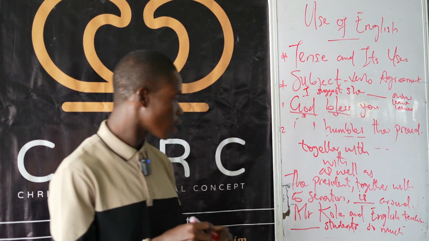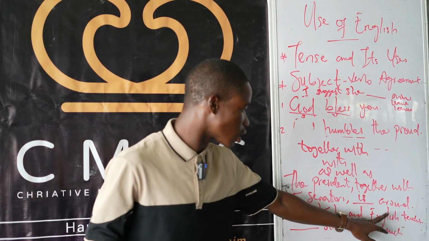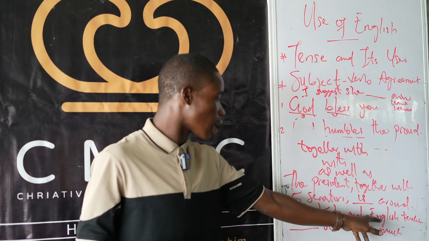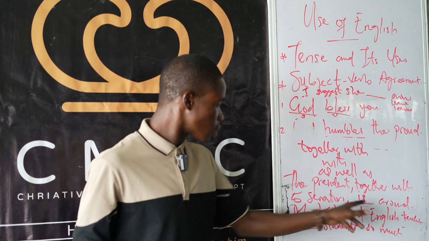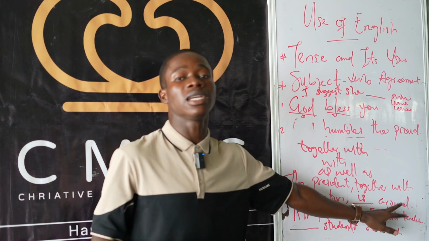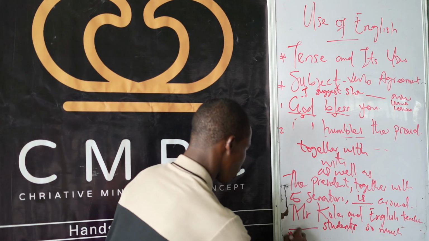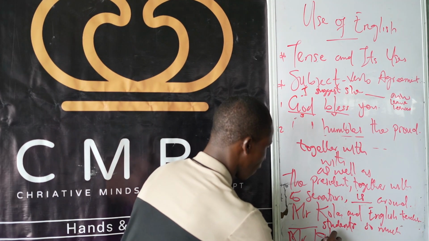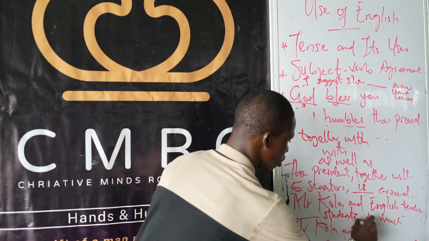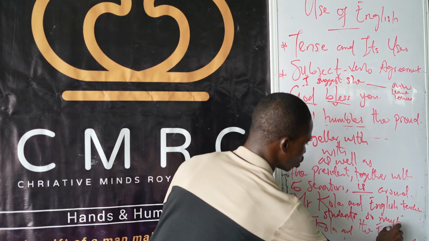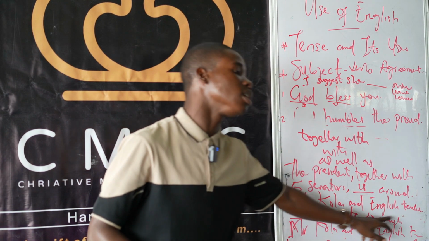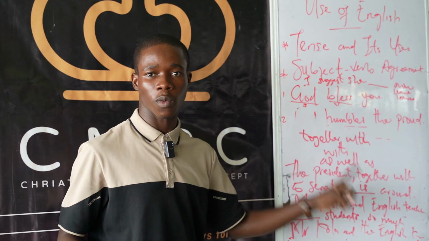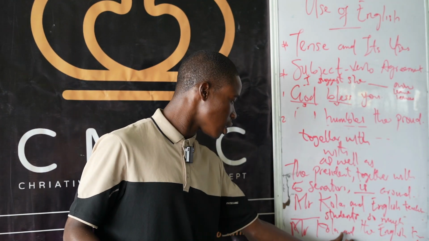But if this English teacher is having an article, maybe the article "the", that means Mr. Kola is different from the English teacher. What I'm saying is we can have something like Mr. Kola and the English teacher. You understand? When you have Mr. Kola and the English teacher, that means we have Mr. Kola and we also have the English teacher. Here, this is a plural subject.